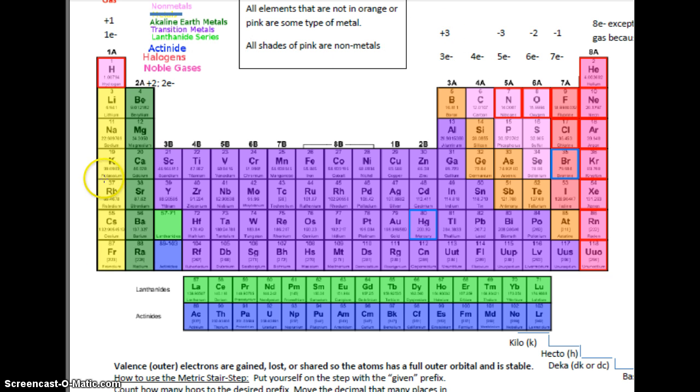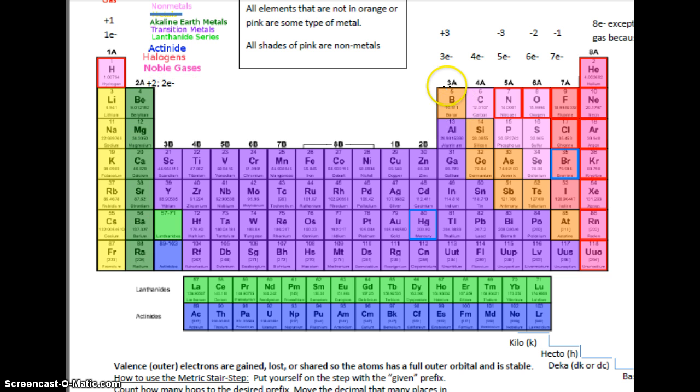And then also on here, I have our very important word, valence. Valence or outer electrons are gained, lost, or shared, so the atoms have a full outer shell and are stable. So again, group 1A, every single element in this group has how many valence electrons? 1 electron in the outer shell. So if we would draw the Bohr diagrams, all of these would have 1 valence electron or 1 electron in the outer shell. Group 2A, all of these have how many valence electrons?